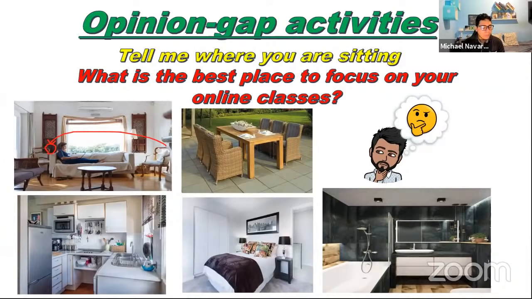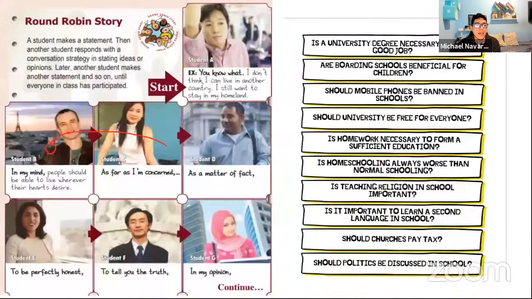Another example of an opinion gap activity can be debates. And somebody also mentioned that, teachers, I love using debates. Oh, I love having debates in class. I think debates can actually help students to be more critical, right? They can also improve their vocabulary and boost their confidence. And they can also use different conversation strategies, right?